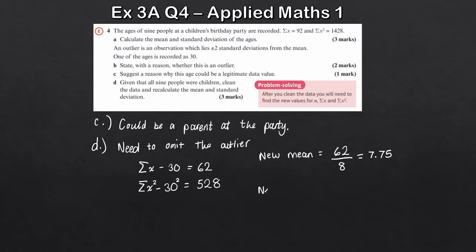New standard deviation, again just using the formula from the part B of this question here, was it part A? Part A. So we're working out standard deviation, so it's going to be our new sigma x squared here. So 528 divided by 8 minus the new mean squared. Okay, so if I just double check on my calculator, I'm not sure if I've made a mistake. Let's just double check it. So 528 divided by 8, and then we minus 7.75 squared, and then we take the square root of this.